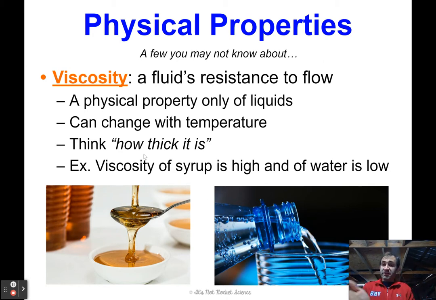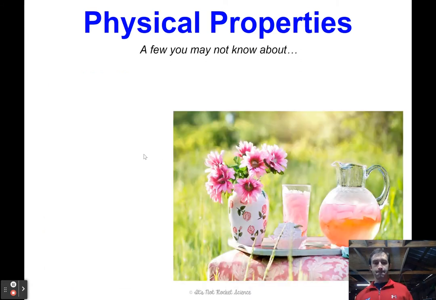So anyway, this viscosity term is really interesting when you get down to the bare bones of it, but in its most basic sense, it's just how much a fluid likes to flow, basically, right? High viscosity is like syrup. A low viscosity would be like water.